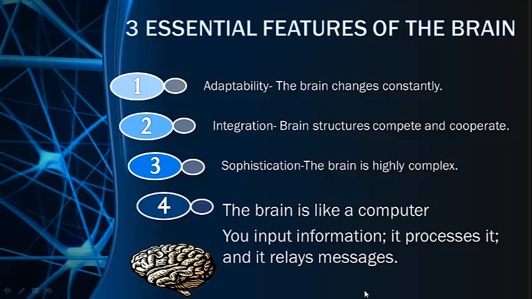There are three essential features of the brain: adaptability, integration, sophistication. Each of these is essential. The brain is like a computer. You input information, it processes it, and it relays the messages.